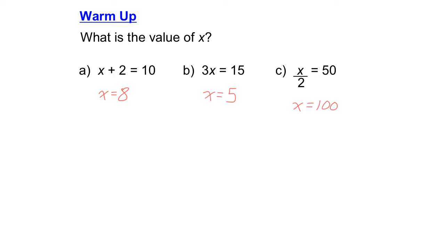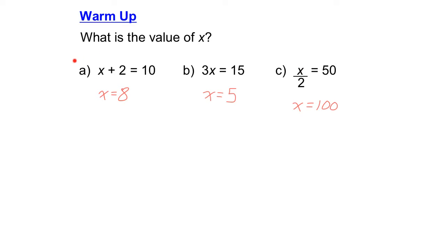At this point, you might have just figured this out by guessing. For example, something plus 2 is 10. Well, I know that 8 plus 2 is 10, so therefore this is 8. Or 3 times something is 15. Well, I know my times table, so I know 3 times 5 is 15, so I know that x is 5. Or something divided by 2 is 50. Half of something is 50. Well, I know that must be 100.